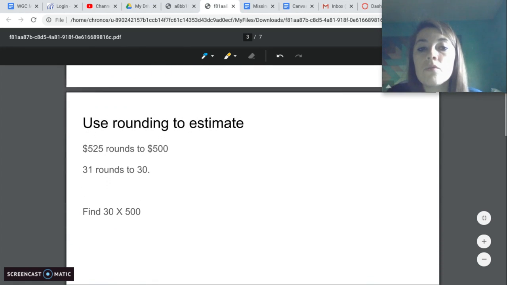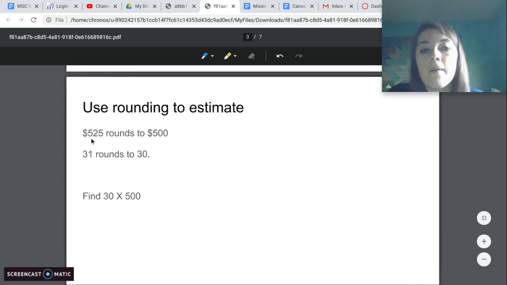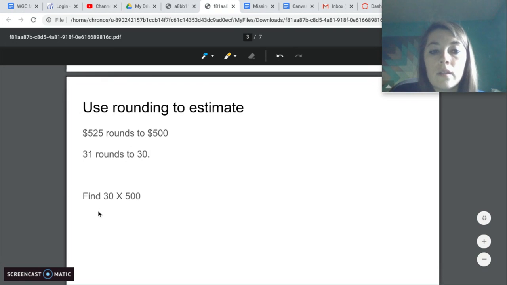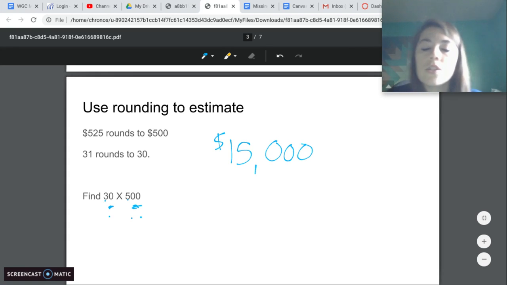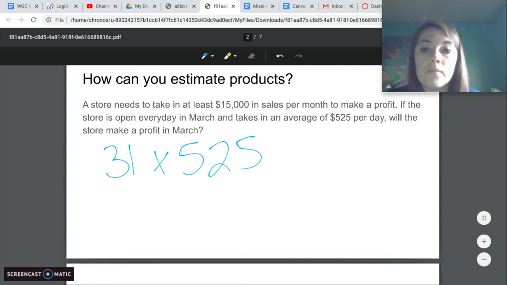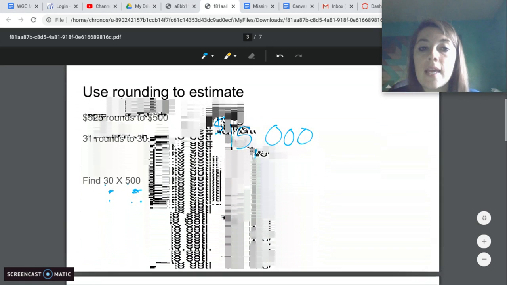So we can use rounding to estimate. We can round the $525 down to 500, and the 31 we can round down to 30. So now we're multiplying 30 times 500. Just like with our mental math, 3 times 5 is 15. And how many zeros do we have? We've got 1 here and 2 here. So 1, 2, 3. So we get $15,000, which is how much they needed to make a profit each month. So they are making the appropriate amount.